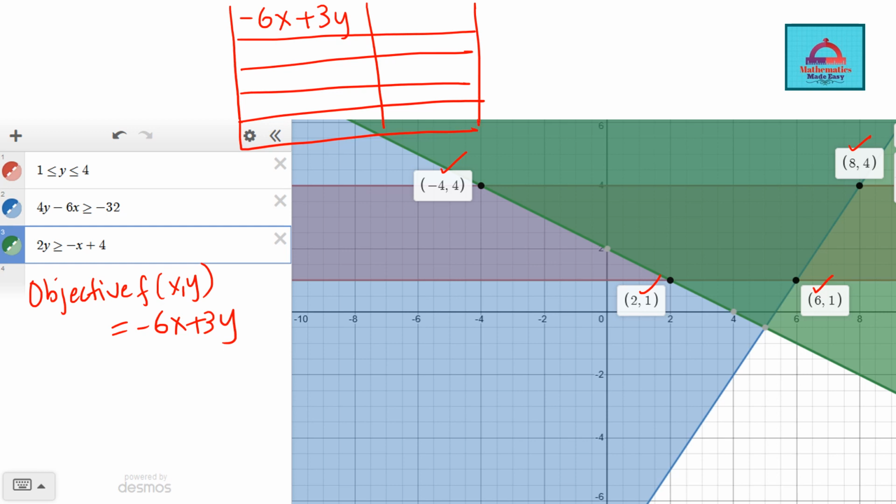Okay, let's make a rough table. The first point that I have here is minus 4 comma 4. When I put that, it becomes minus 6 times, in place of x, I put minus 4, in place of y, I put 4. This is the method of substitution that I'm using. When you simplify, use your calculator, this value comes out to be minus 36.